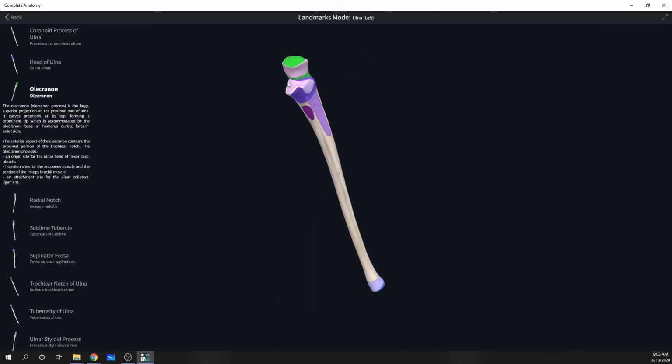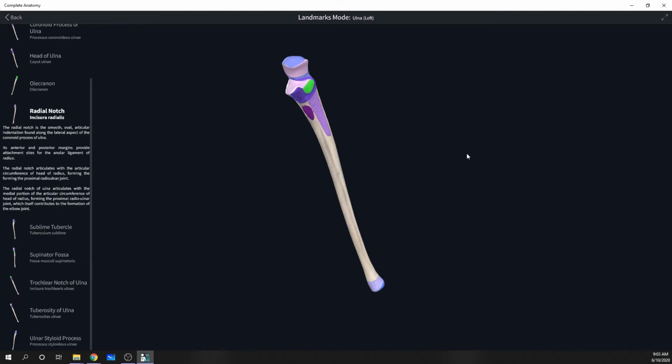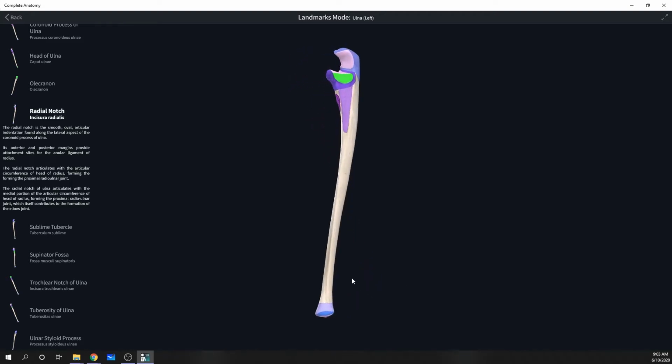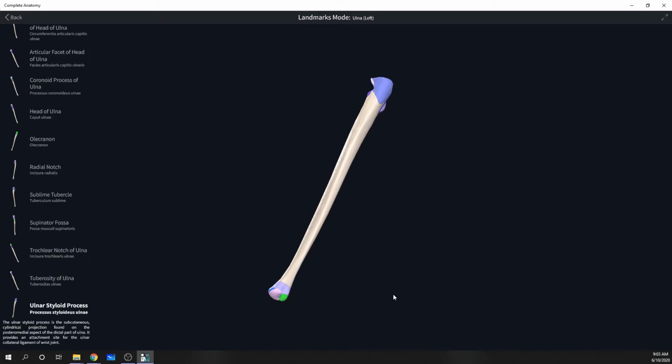Inside the U-shaped curve of the ulna, we can find the trochlear notch of the ulna. Moving inferior a little, we can find the radial notch of the ulna. This is where the radius articulates with the ulna. On the inferior side, we can find the styloid process of the ulna. You can feel this if you push on the medial side of your forearm proximal to the wrist.